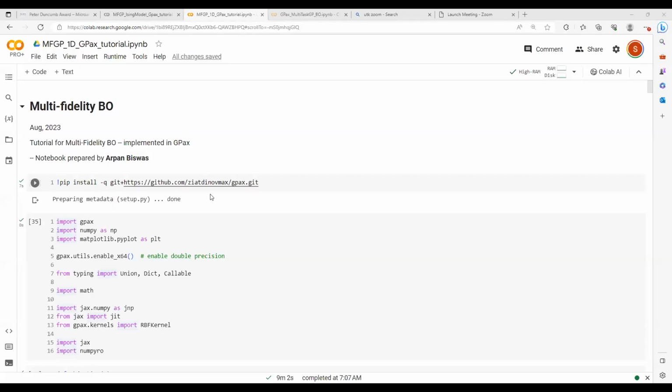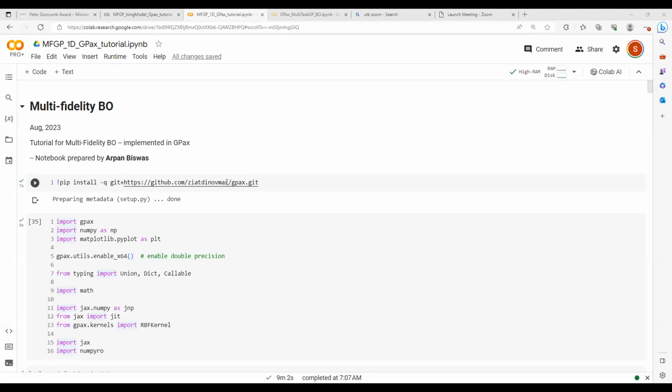So let me share the first of the notebooks. The notebooks are already on GitHub, so you're welcome to have a look at them, or just follow my explanations and look at them later. This is the example of the notebook that Arpan has developed to illustrate simple multi-fidelity Bayesian optimization. So let's look at it in a little bit of detail.